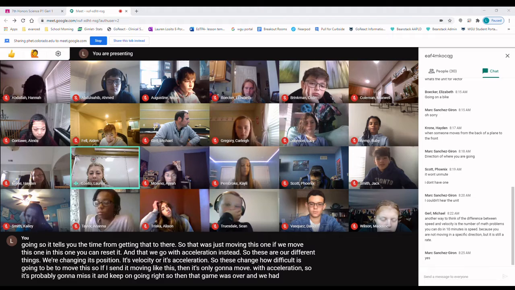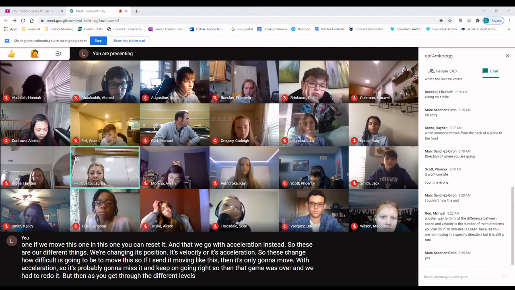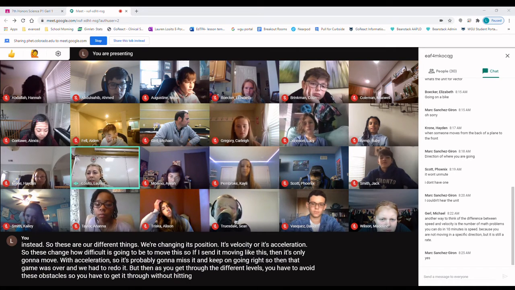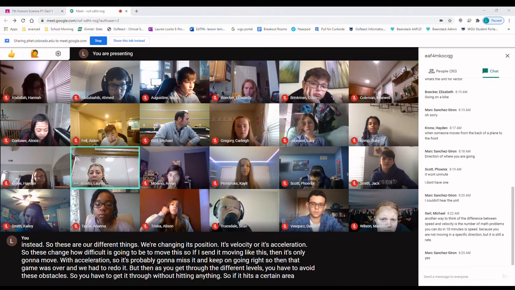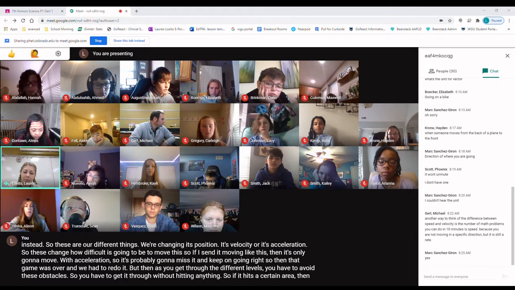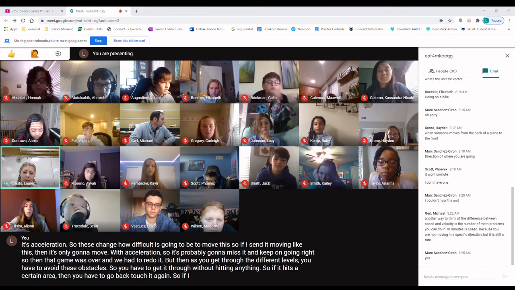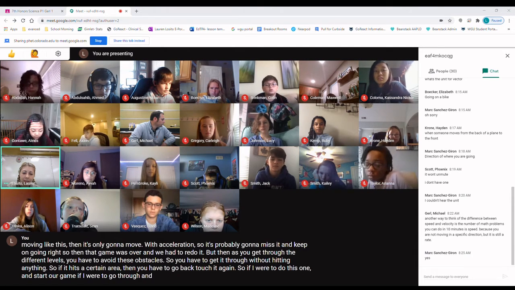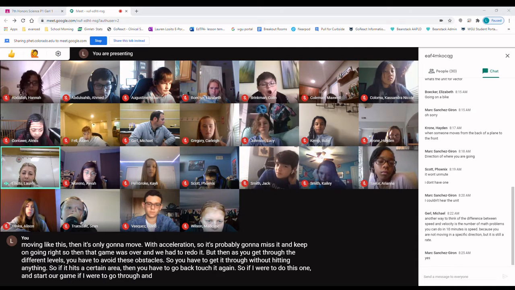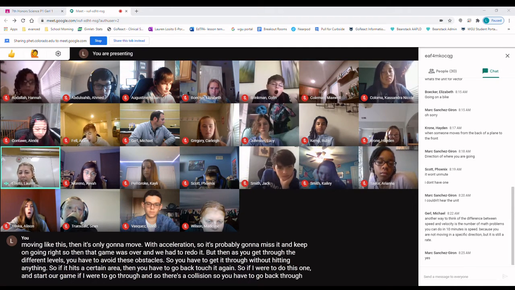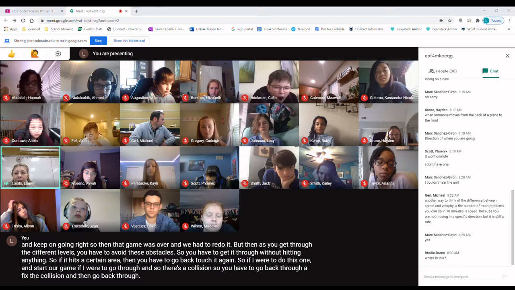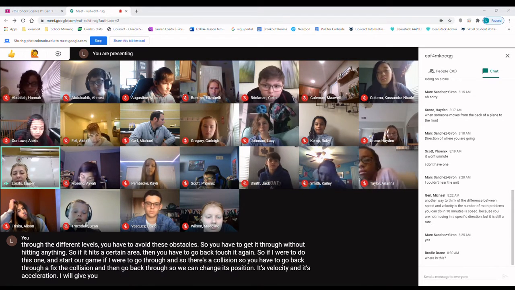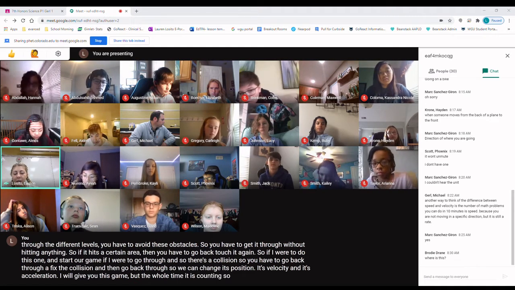But then as you get through the different levels, you have to avoid these obstacles, so you have to get it through without hitting anything. So if it hits a certain area, then you have to go back, touch it again. So if I were to do this one, let's start our game. Oh, that didn't work as well. So there's a collision, so you have to go back through, fix the collision, and then go back through. So we can change its position, its velocity, and its acceleration.